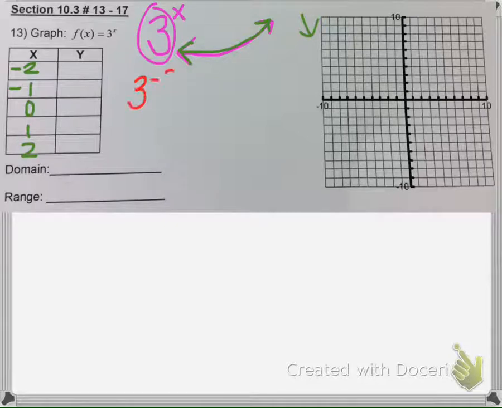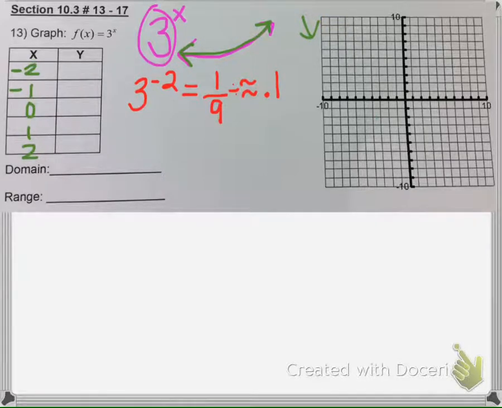So 3 to the -2nd. We know anything to the negative power moves it to the denominator. And then we're going to divide this with our calculator, 1 divided by 9, which we will get a decimal of about 0.1. And then plug in a -1. 3 to the first is 3, moves it to the denominator. We're going to divide them, and we get about 0.3.